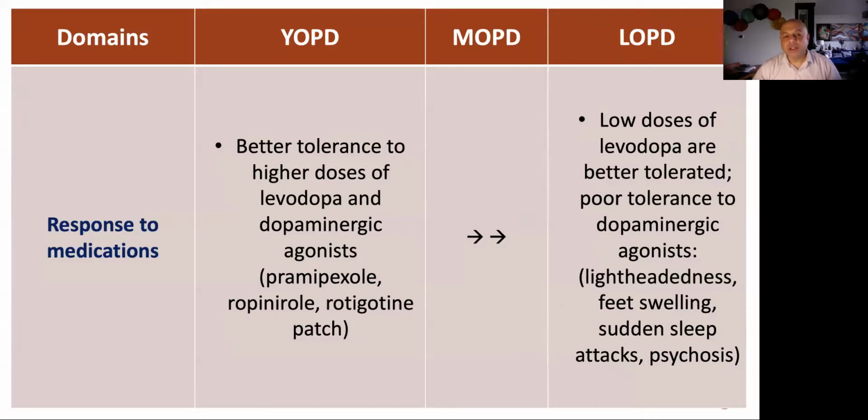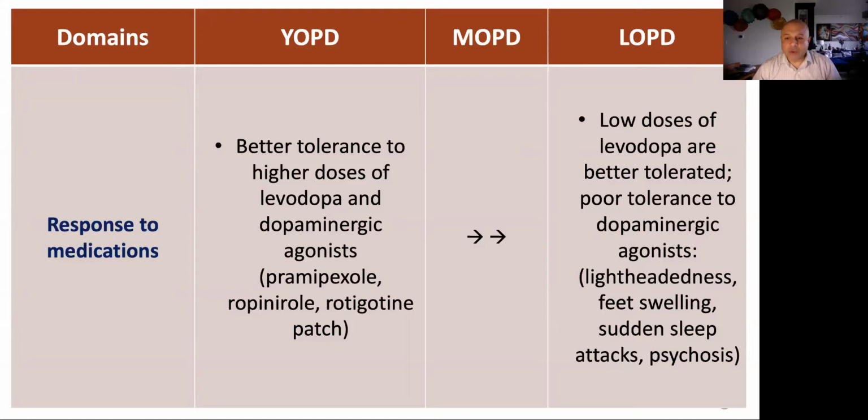You do not give high doses of levodopa or dopaminergic agonists to people with late onset Parkinson's disease. Number one, they don't necessarily need it. Number two, there's a lower tolerance to high doses of medications, not just dopaminergic medications, but any medications. You have to be very careful when you start medications in late onset Parkinson's disease or late onset heart disease. Even then, you start low, you go slow.